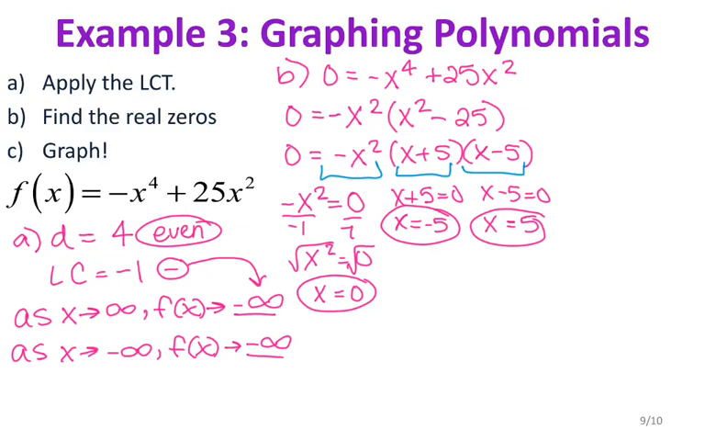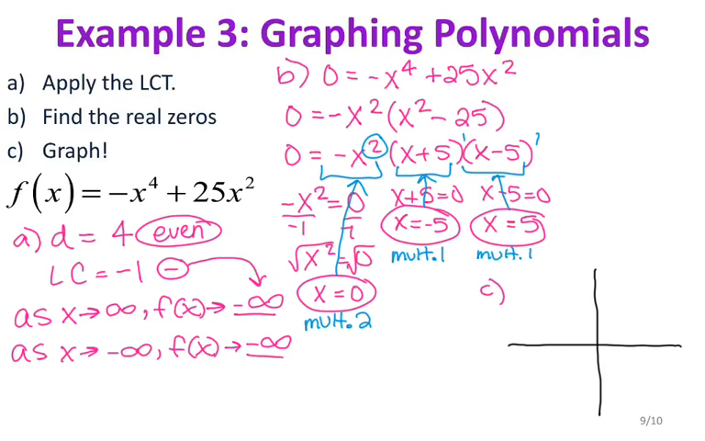And then for my multiplicity, I'm going to look to see where my 0 came from. That one came from negative x squared, so my exponent on that factor is a 2, so that's going to have a multiplicity of 2. X minus 5 came from this factor, which has an exponent of 1, so a multiplicity of 1. And x equals 5 came from this one, also with a multiplicity of 1. And now that we have all of that information, we can go ahead and sketch the graph.